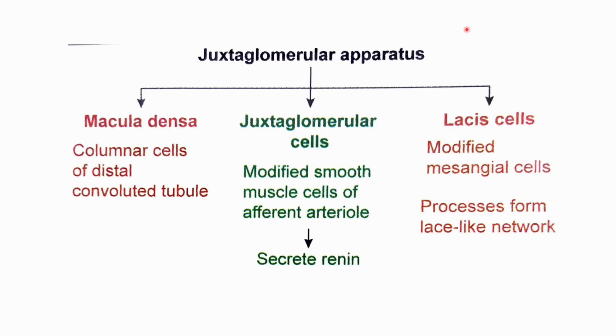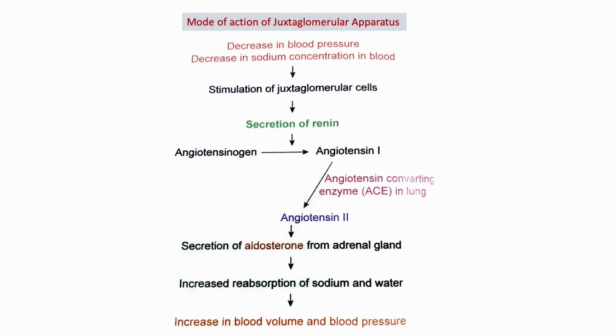So here we can see the juxtaglomerular apparatus. We have the macula densa, which is columnar cells of the distal convoluted tubule. Then we have juxtaglomerular cells, which are modified smooth muscle cells of the afferent arteriole that secrete renin, and the Lacis cells, which are modified mesangial cells, and their processes form a lace-like network.